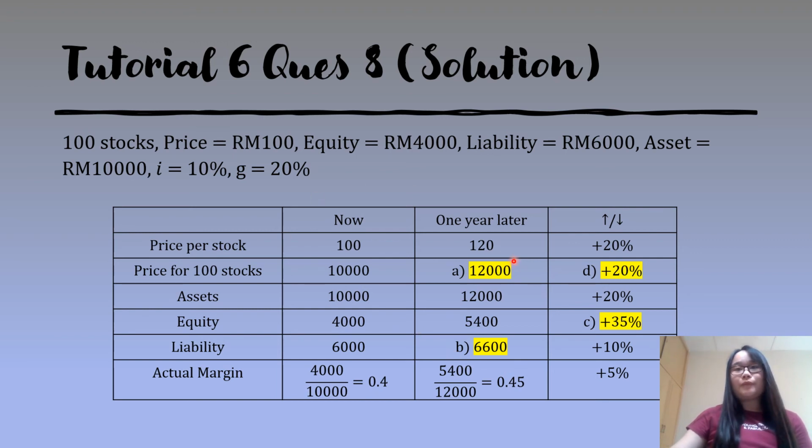For question C, what is the rate of return? We know that if we buy on margin, there is definitely a liability. So we need to find the rate of return on the equity. We take asset minus liability, and we get 5,400. In order to find the rate, just take this value minus this value and divide by this value. We'll get 35%. Last question, question D: what is the rate of return if we did not buy on margin? If we didn't buy on margin, it purely depends on the asset, so it will be 20%.